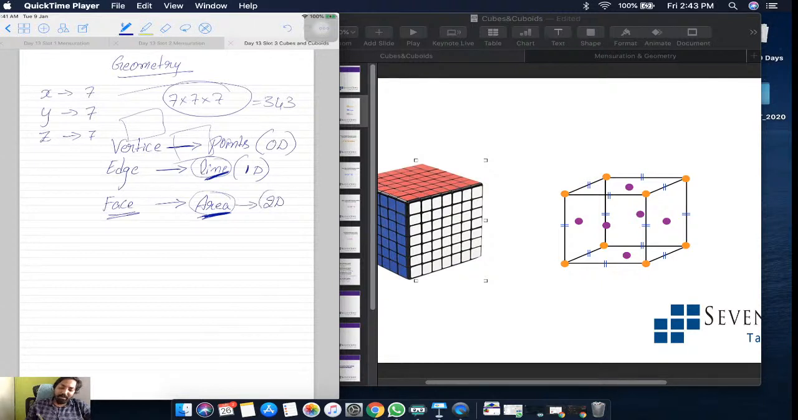Now, why am I writing this? Can you tell me, if you are representing an area, what should be the order of the equation? Let's say I want to represent a face, which is nothing but an area. What should be the order of the equation?